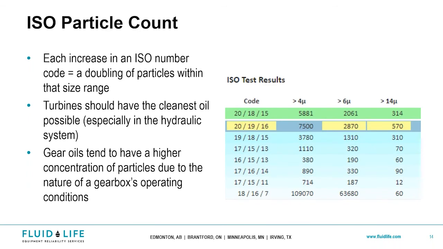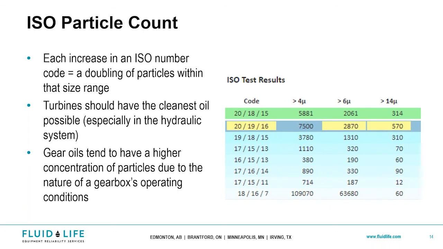So ISO particle count is pretty simple. It's basically a code with 3 sections, talking about how many particles in that size distribution are present. So for example, you have this 20, 18, and 15. There's a size range of the 4 micron size particles that classifies as 20 for 5,881, and then so on and so forth in the 6 micron and the 14 micron size distribution range.